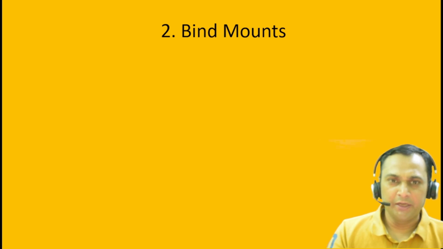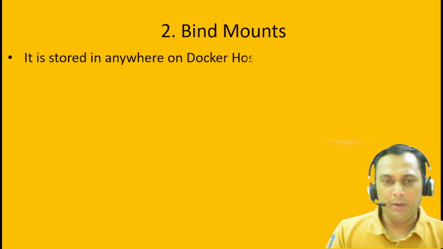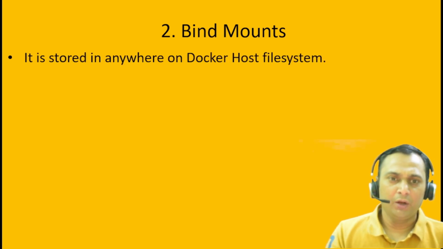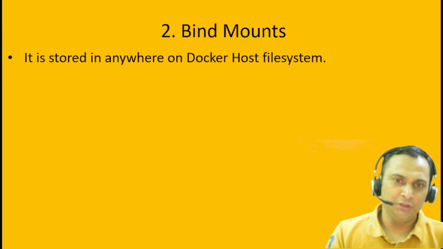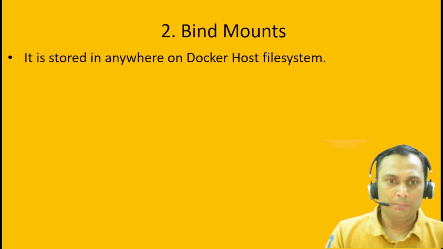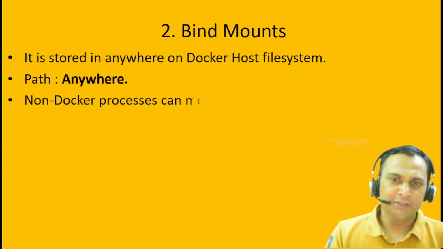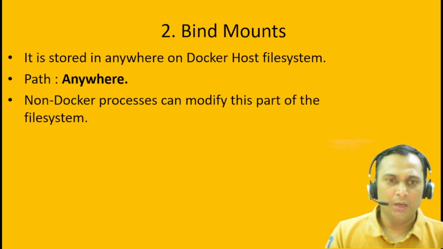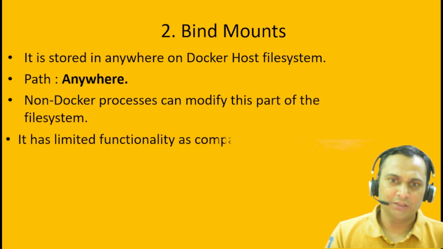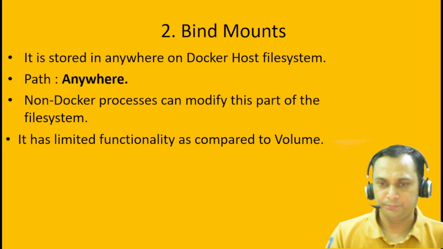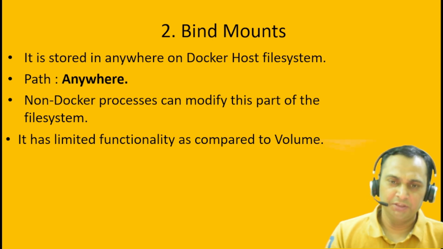So our next topic is bind mount. In bind mount, the data is stored anywhere in the Docker host machine file system. So the path is anywhere except the Docker storage path. Non-Docker processes can modify this part of the file system. It has limited functionality as compared to volume. This is the reason I said that volume gained more popularity.